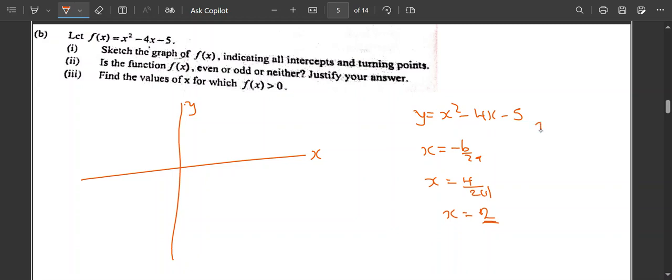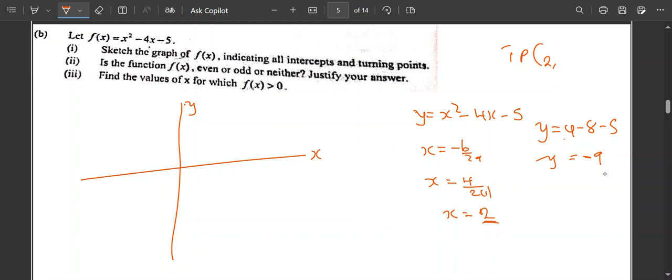If you want to find y for the turning point, we already have x as 2. Then we substitute this 2 into the function. So we get 2 squared, which is 4, then minus 8, then minus 5. When you do the calculation, you're going to find that it will be 9. Okay, so your value will be 9. In fact, it will be negative 9, because that one is 1, negative 1.